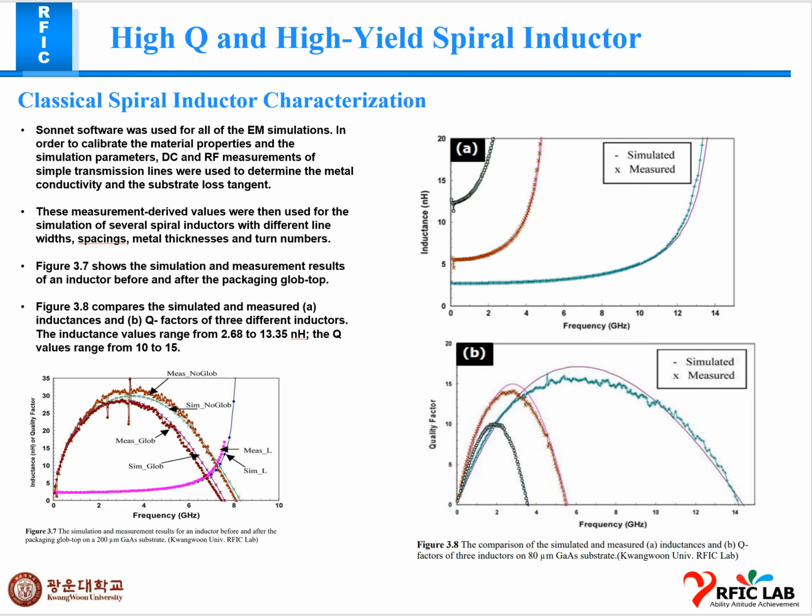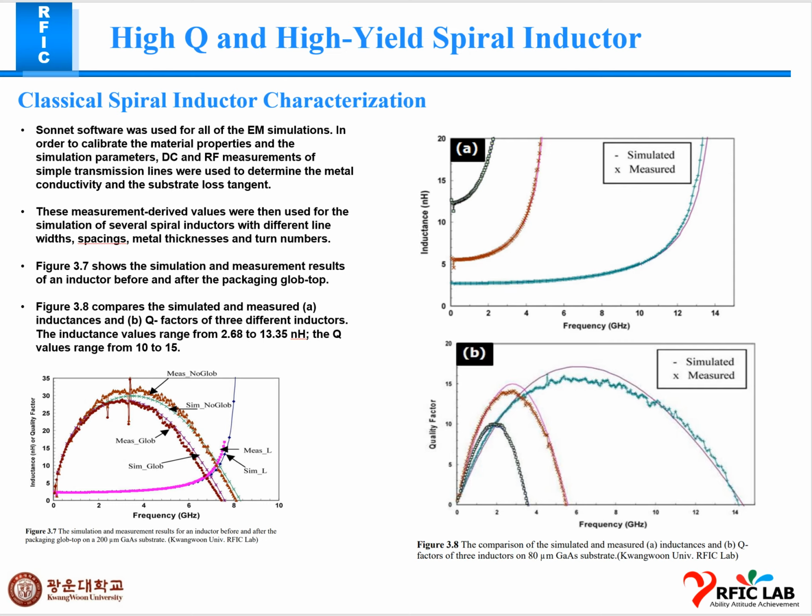substrate. And this slide is about high Q and high yield spiral inductor. In this subtopic, a classical spiral inductor, Sonnet software is used for EM simulation, and DC and RF measurement. A simple transmission line has been used to determine the metal conductivity and substrate loss tangent. To measure this, derived values were used for simulation of several spiral inductors with different line widths, spacing, metal thickness, and turn numbers.